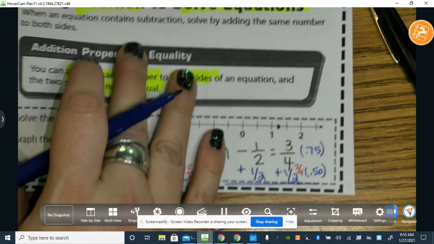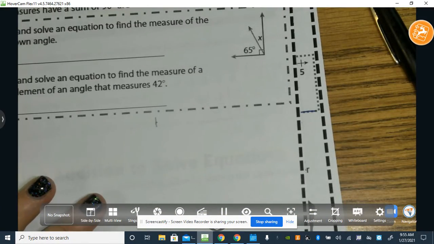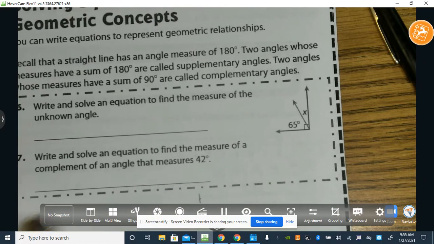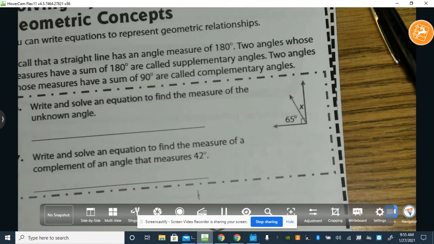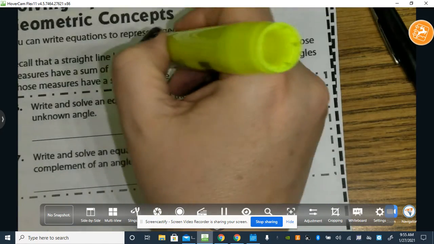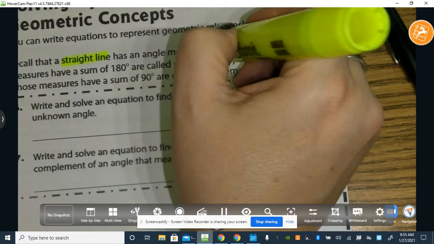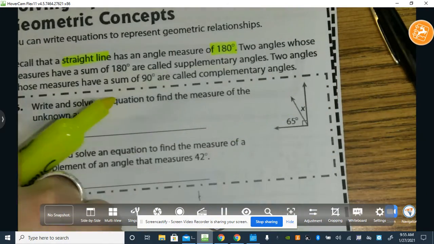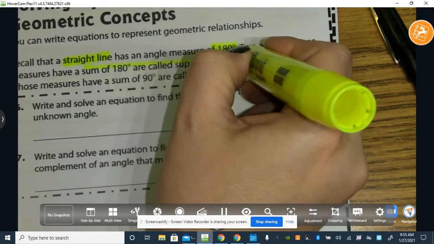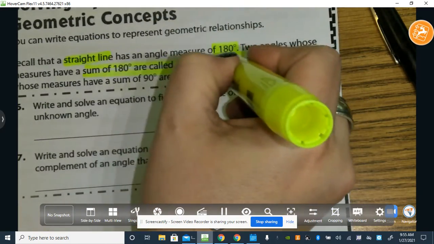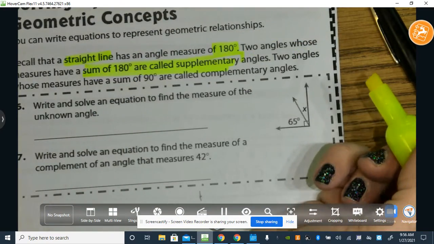Okay, let's go to our next page. All right, solving equations that represent geometric concepts. So you can write equations to represent geometric relationships. Okay, recall that a straight line has an angle measure of 180 degrees. So remember that straight line is 180 degrees. Two angles whose measures have the sum of 180 degrees are supplementary. So supplementary add up to 180 degrees.